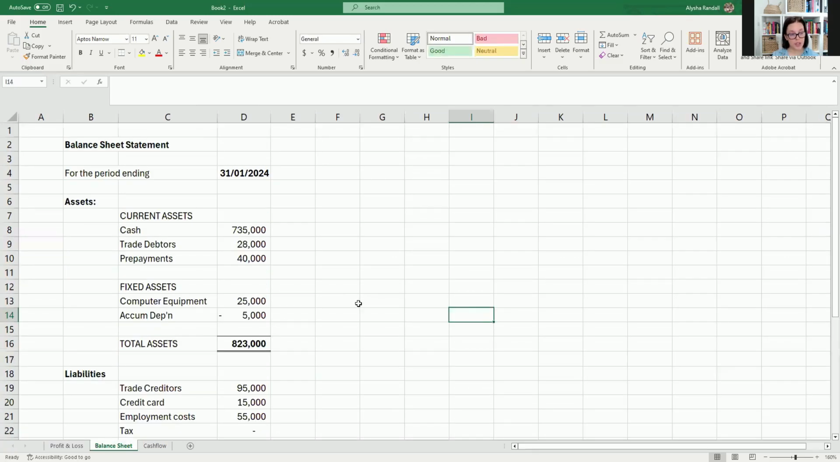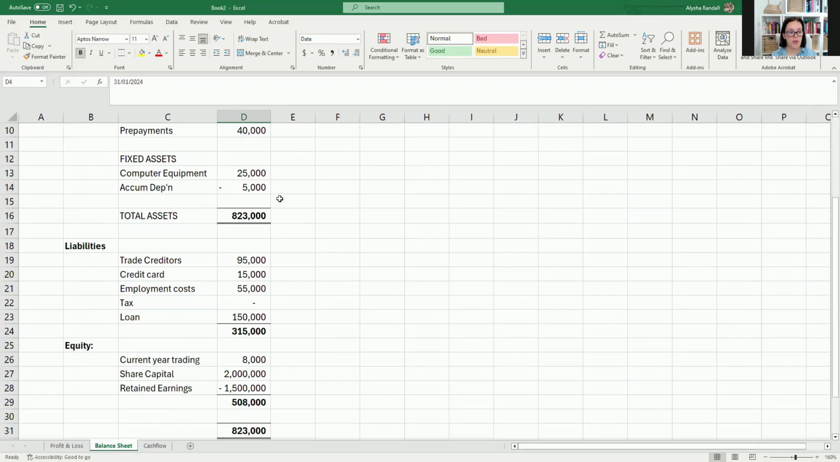Next then is the balance sheet. So instead of being for just a period of time, so for a month, this is up until the end of a month. So when it says for the period ending the 31st of January 2024, it means from the beginning of the business all the way up until that date. So any transactions that happen after this date aren't included.